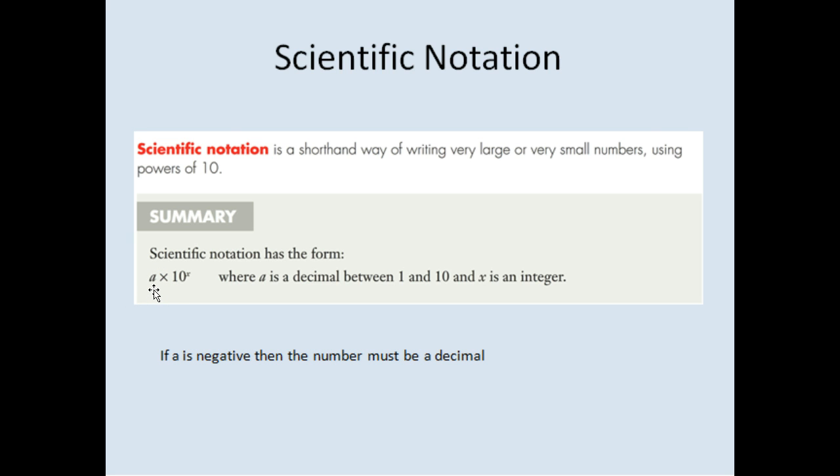So this first number particularly needs to be a number between 1 and 10. So I couldn't have 25 times 10 to the power of 3, for instance. It would have to be 2.5 times 10 to the power of 4. X is an integer, so x is any number. Just quickly, if A is a negative, then the number must be a decimal. This will make more sense when we go into practicing it.